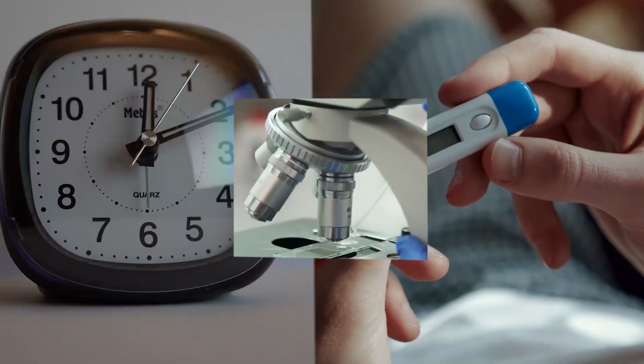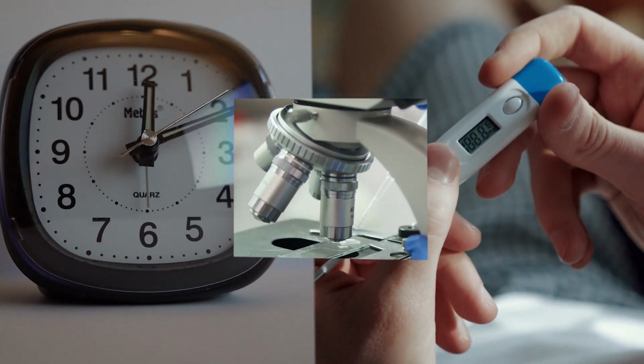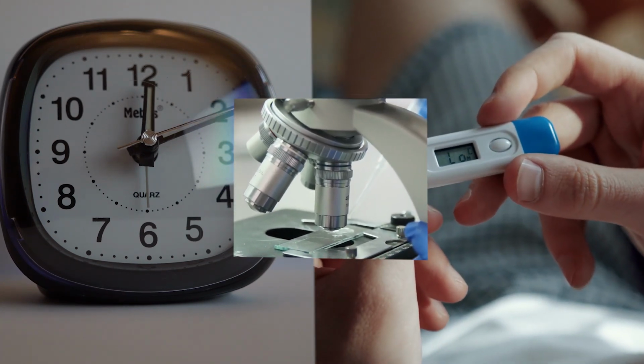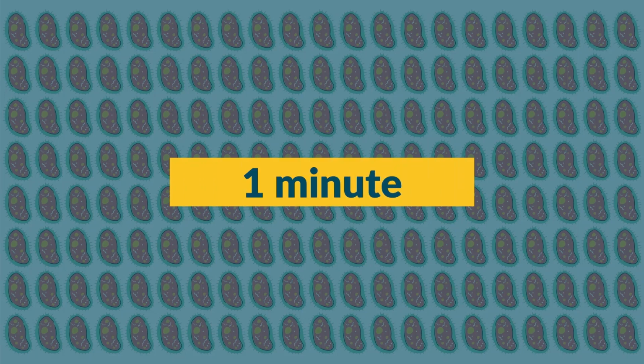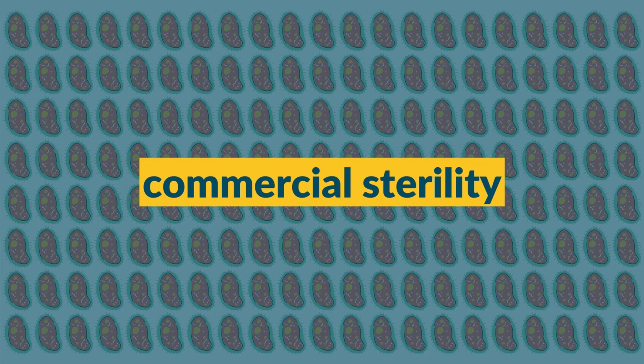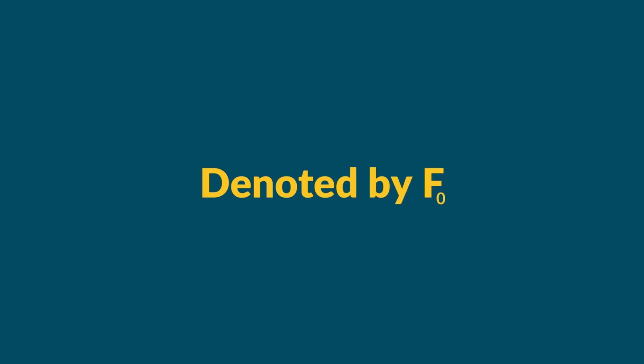And now let us discuss F value. F value is the time required to kill a specific population of bacteria at a specific or constant temperature. For example, if we want to kill 1 lakh bacteria of the same type, it requires 1 minute at a given temperature of 121 degrees Celsius to attain commercial sterility. So that 1 minute is the F value of this bacteria and it is denoted by F0.